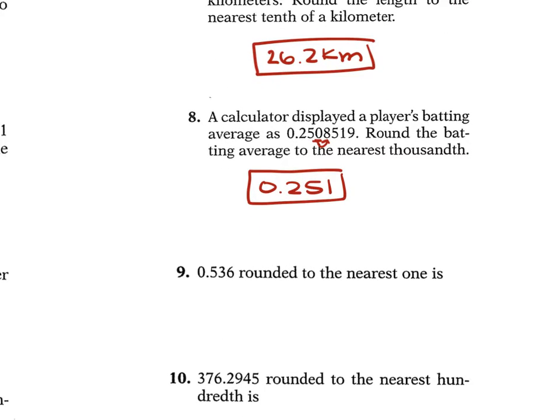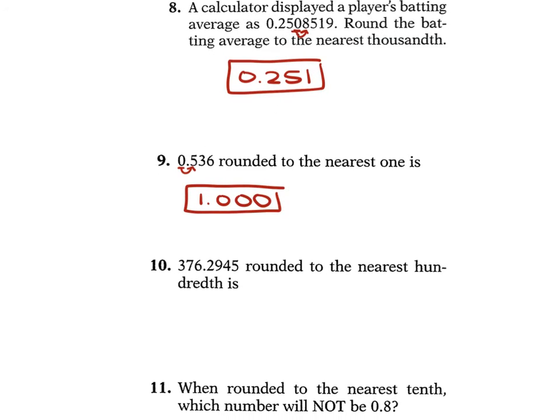9 says 0.536 rounded to the nearest 1. The 0 is in the ones place. The 5 is 5 or higher, so it becomes 1.000. For 10, we have 376.2945 rounded to the nearest hundredth. So we have tenths, hundredths, that's the 9. The 4 keeps the 9 the way it is, so it's just going to be 376.29.